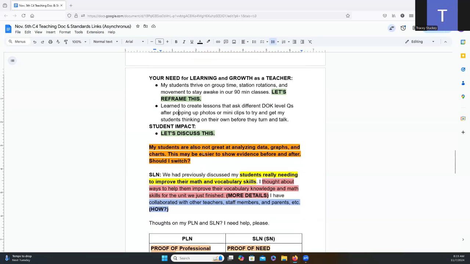So you go on to say, my students are also not great at analyzing data, graphs, and charts. This may be easier to show evidence before and after. Should I switch? So yeah, I agree with you, Kristen. It's probably easier to show evidence, but is it something you are completely passionate about? Is it something that you have truly changed and grown yourself in? I don't think so. It kind of sounds like the safe route that is not really safe anyway at all, because you're not going to prove your learning. And that's what the PLN's about, is proving your learning.